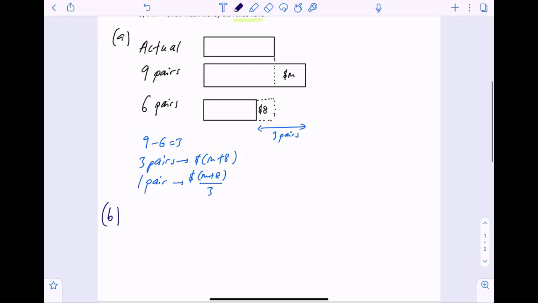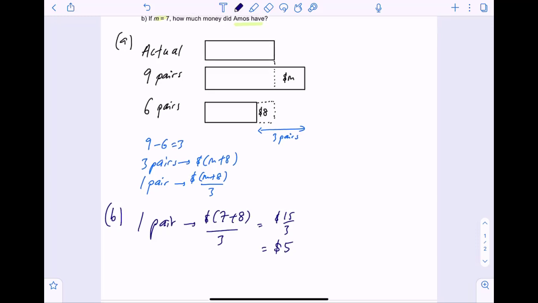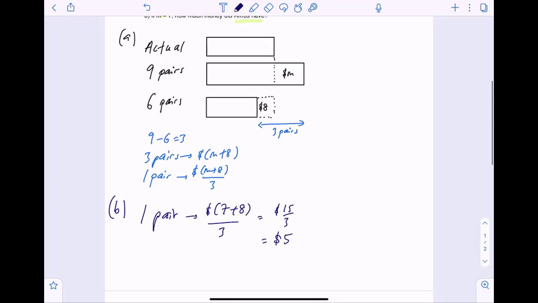Alright, so if M is equal to 7, the 1 pair of socks will cost him 7 plus 8 divided by 3, which is equals to $15 divided by 3. 1 pair of socks is $5. Okay, 1 pair of socks is $5.